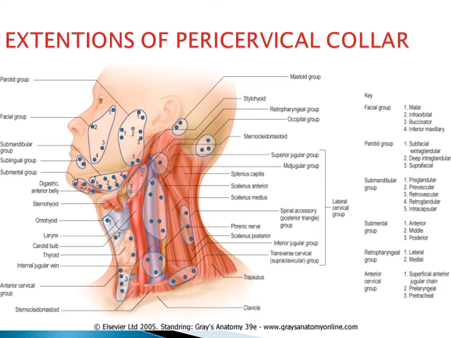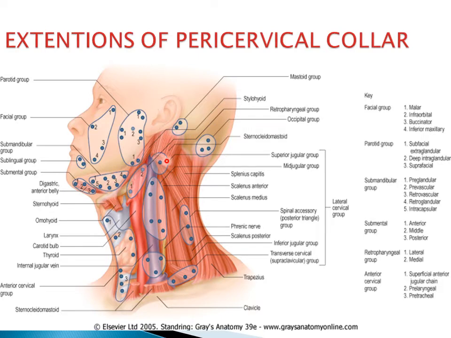Some of these nodes are, first you can see a group here called the facial group. We had not mentioned the facial group as part of the peripheral group forming the pericervical collar. But this facial group you can see here is an offshoot or an extension of the submandibular group of lymph nodes, which is forming part of the pericervical collar.